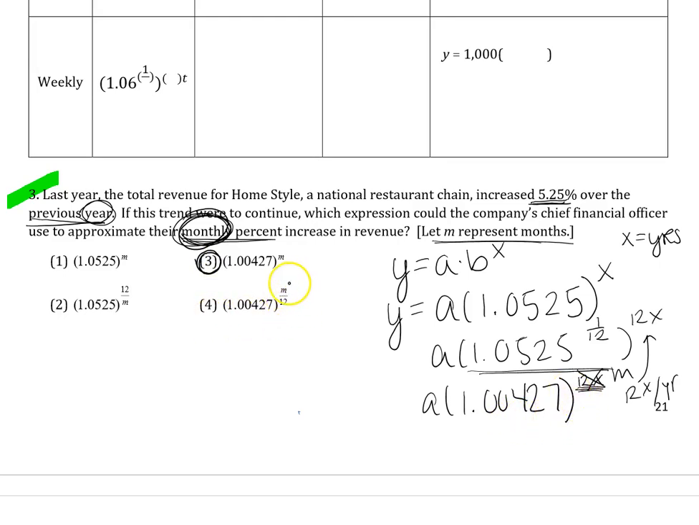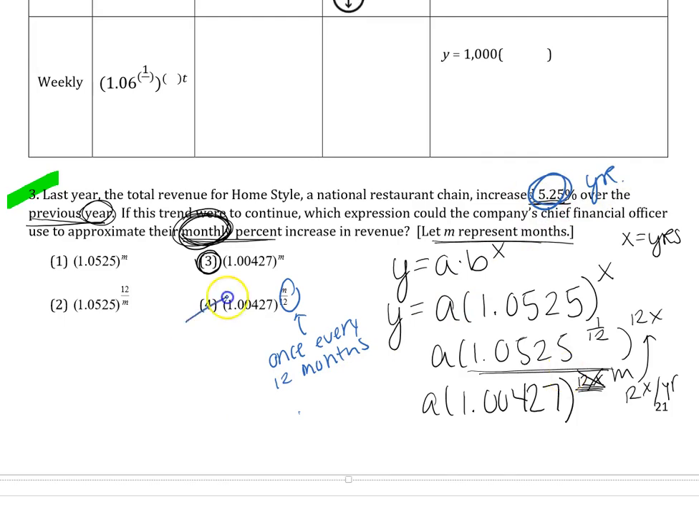Now this looks tempting, but keep in mind that the M/12, if M means months, technically that means once every 12 months. And we know it's not increasing by 0.4% per year. We know it's increasing by this amount per year. So that's why that one's out.